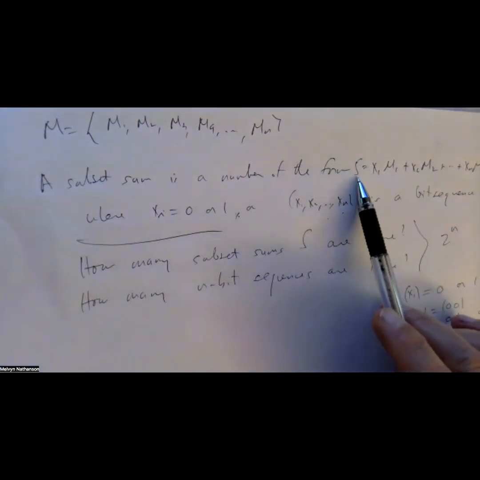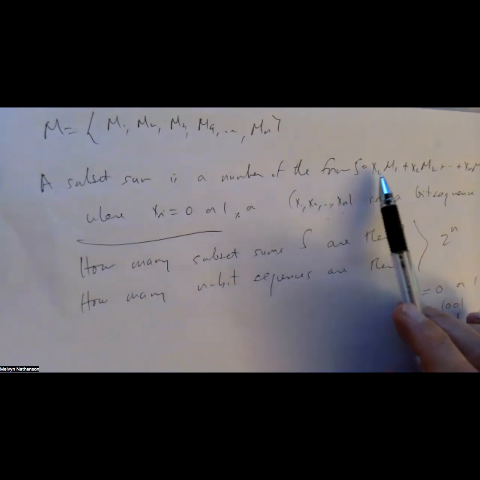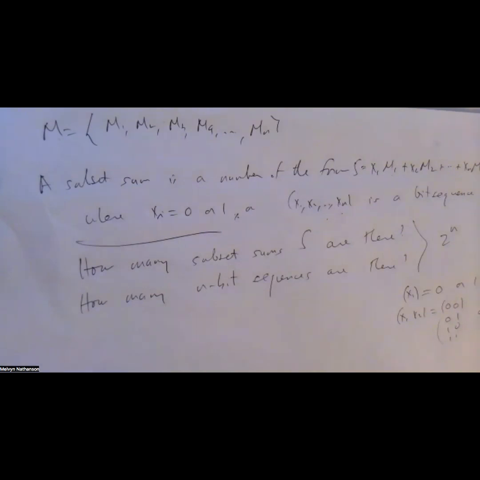So the subset sums are not necessarily distinct, but there are at most 2 to the n subset sums. Okay? Any question about that? This is a basic combinatorial fact that whether you do math or computer science, you should understand.